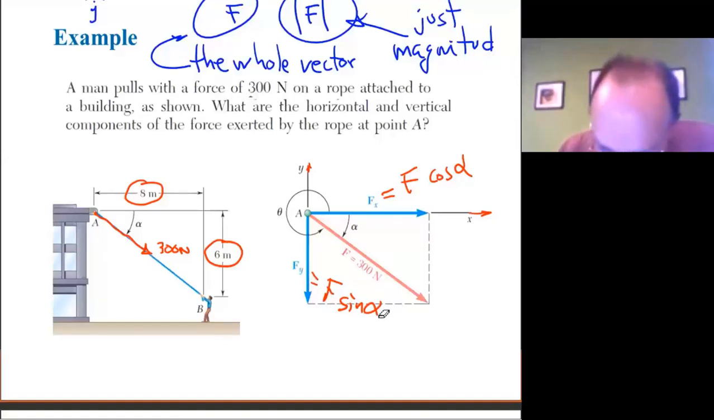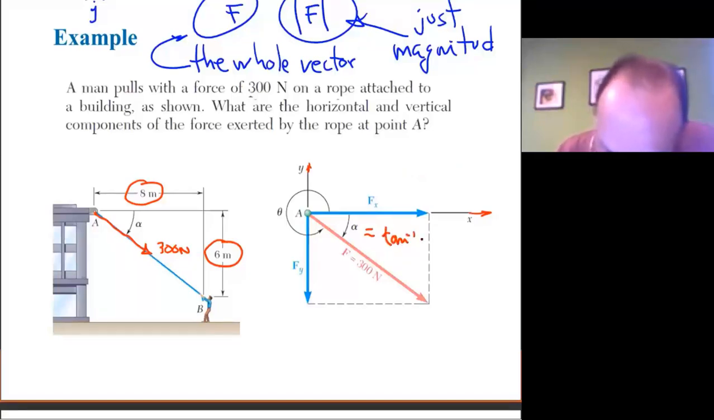Another way to do it will be, I hope everybody understands. Let's go over that method very quickly again. Alpha will be equal to tangent minus 1 of 6 over 8. Whatever that is. We can do it very quickly here in the calculator, right? Arctangent, 36.87.